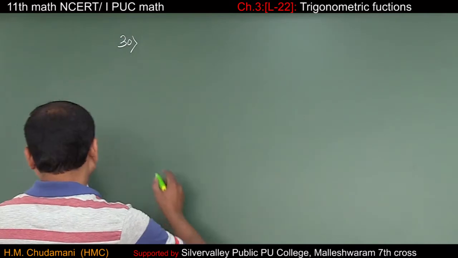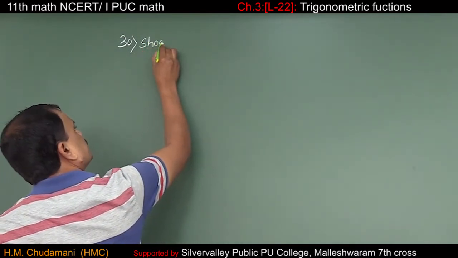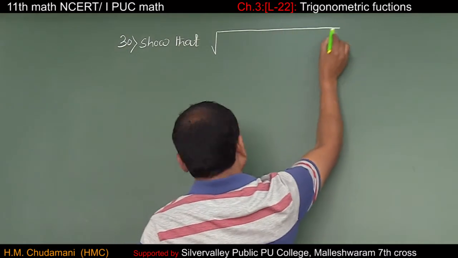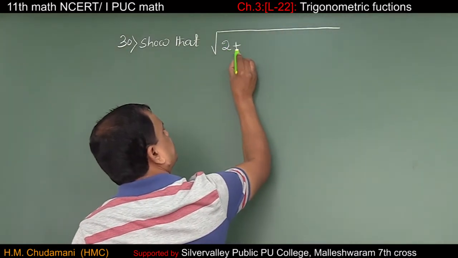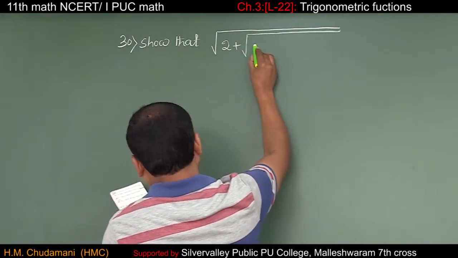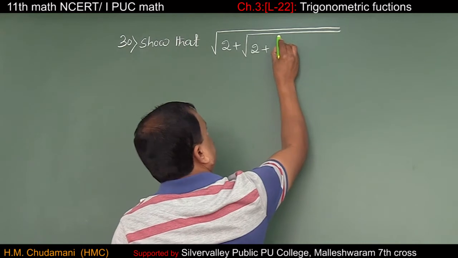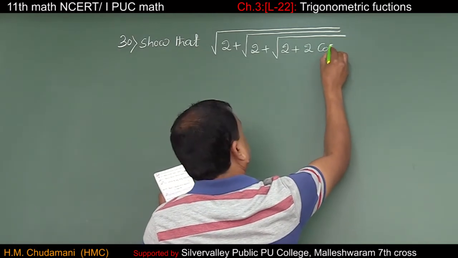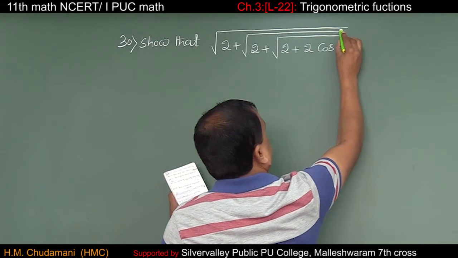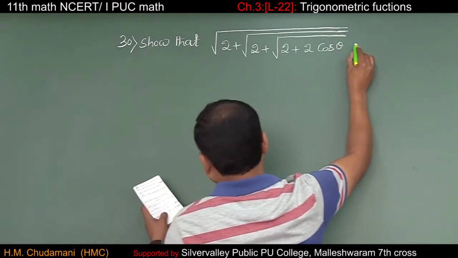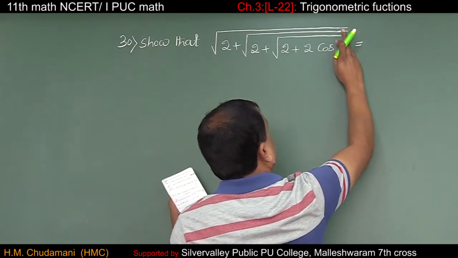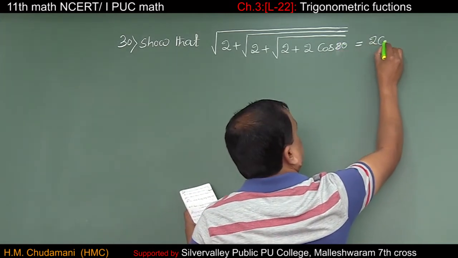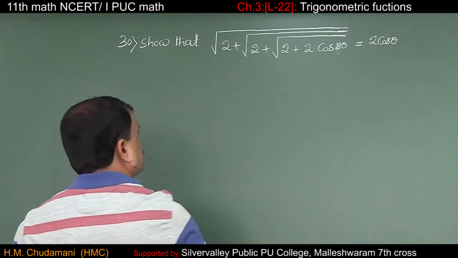Next, question number 30. Show that root of 2 plus root of 2 plus root of 2 plus 2 cos 8 theta, root is up to here, is equal to 2 cos theta. We are supposed to prove this.